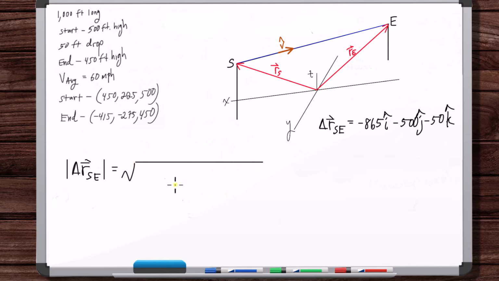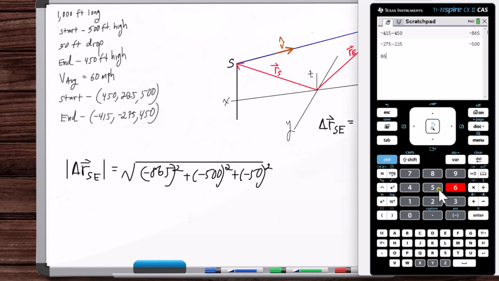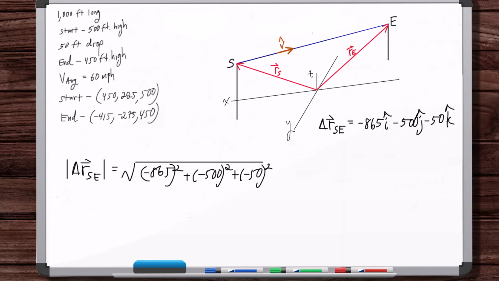Well, that's just going to be minus 865 squared plus minus 500 squared plus minus 50 squared. So 865 squared, so just add these. And then let's get this, 1000.36.